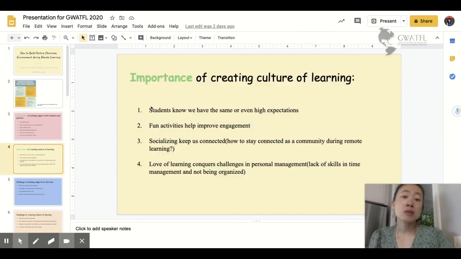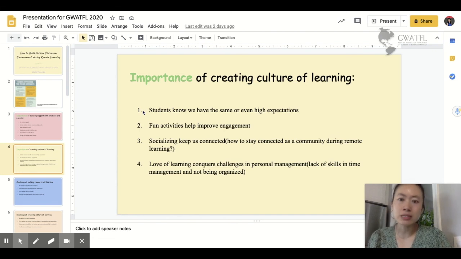And how about importance of creating culture of learning? The first reason I can think about is students know that we have the same or even higher expectation during the remote learning time. So if we just let it float, say, hey, it's remote learning time, we're not there and we don't expect you to learn as much as we were learning in class, because that's just the nature of remote learning. Then students will be like, okay, if you don't care, I can care less.